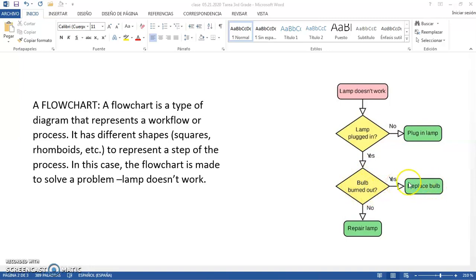La solución entonces sería replace the bulb. No. Well, repair the lamp. Si no sucedió eso, si el foco está bien, no está fundido, entonces quiere decir que hay que reparar la lámpara. So this is a flow chart. I'm going to leave this 10 seconds on screen so you can copy it. Pause the video and copy this.